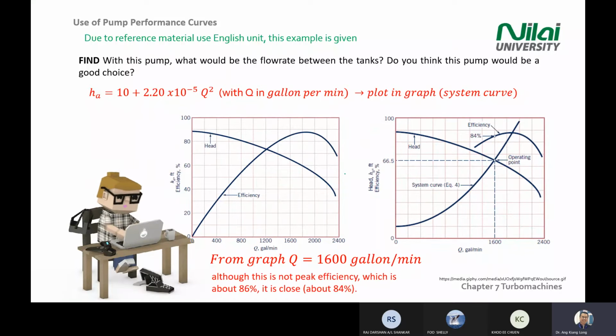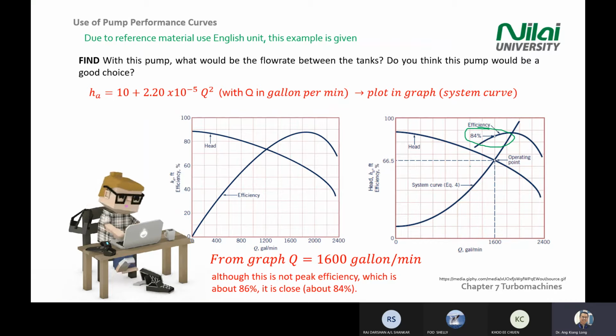Now you understand about this graph. You know that this pump can produce a maximum of 84%. Maximum efficiency by the pump is 84%. So if the final exam asks you, if the industry or the auditor requires your factory to produce 90%, is this pump suitable for the operation? The answer is no, because from this graph itself, it tells you the maximum the pump can go is 84%.